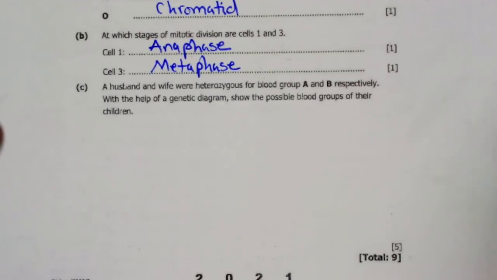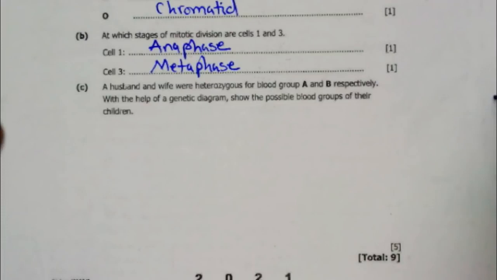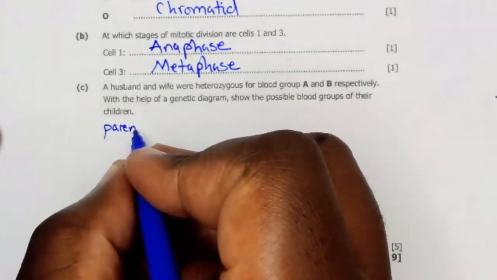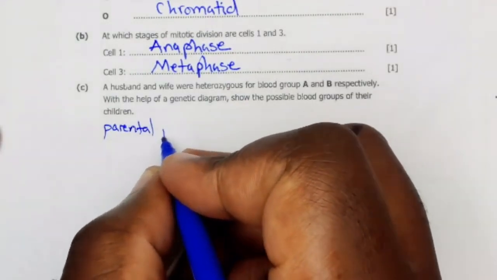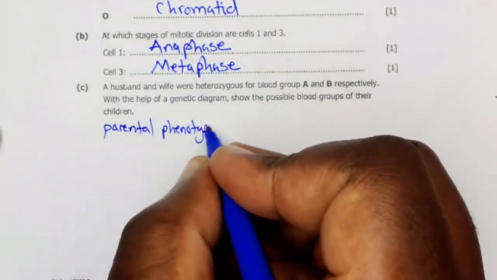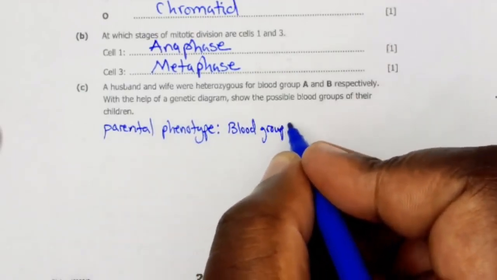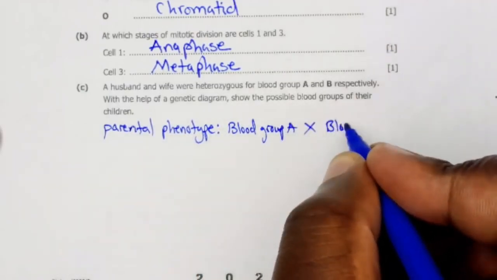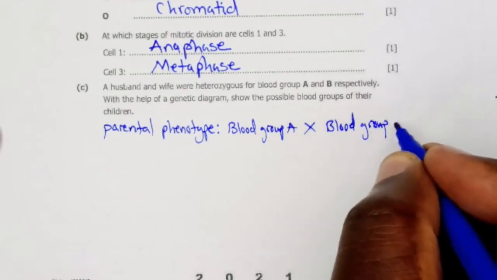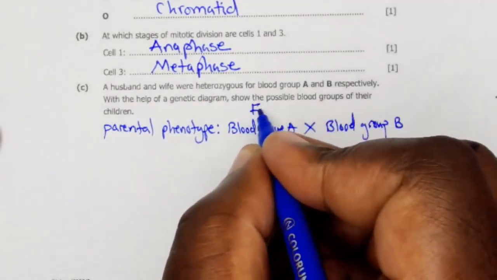Part C, a husband and wife were heterozygous for blood group A and B, respectively. With the help of a genetic diagram, show the possible blood groups of their children. When writing a genetic cross, we first start with the parental phenotype of the father, blood group A, being crossed with blood group B. So then we indicate on top mother and father.